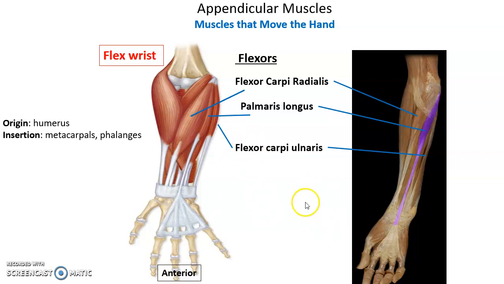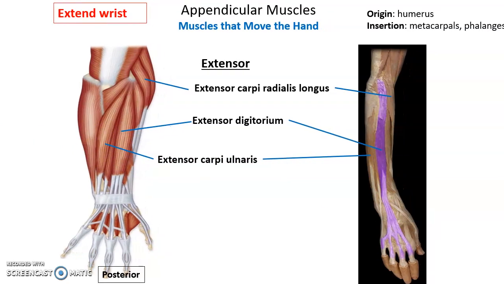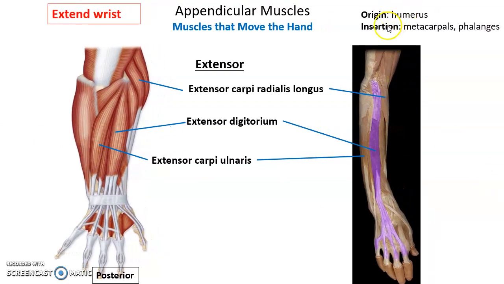On the posterior side, we have the extensors. Again, you don't need to learn the names of these muscles. They are just going to be collectively known as the extensors. They're on the back side, and their origin is the humerus. Their insertion is the metacarpals and phalanges. And again, when they contract, they cause extension. They help to straighten back out the wrist and hand.